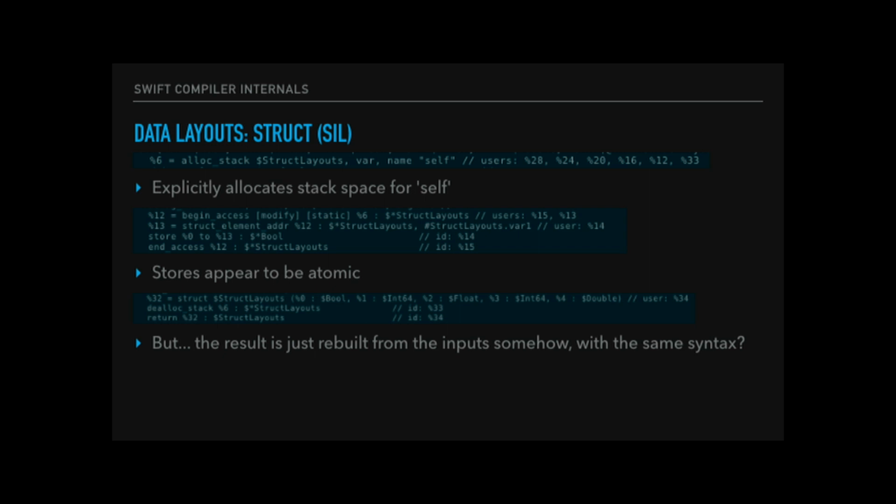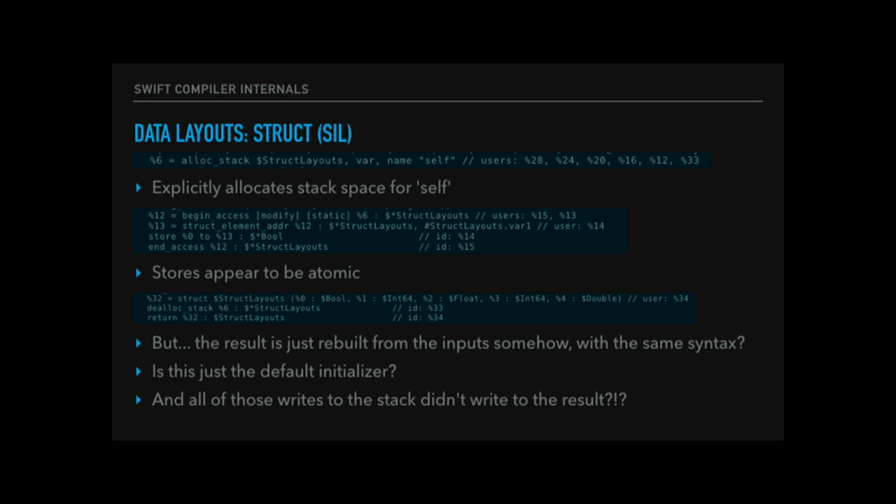All right, now there's this really mystifying thing down here at the bottom, which is at the very end, the very tail end, it looks like it reconstructs and then allocs again on the stack, and then returns that. So it reallocated everything for some reason? That's very strange. Is that just a call to the default initializer? Because we wrote on the stack, and then it pulls it off the stack, and then puts it in the default initializer because it corresponds to that. Or is there something going on here? Did all of those writes to the stack not write to the result at all? This is actually kind of a real mystery. A real mystery.